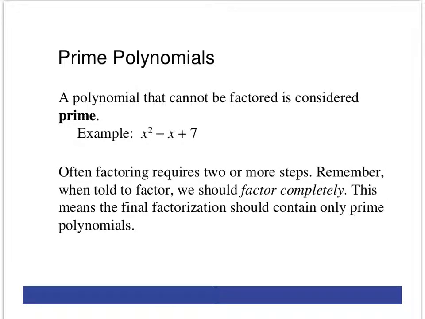Prime polynomials. A polynomial that cannot be factored is considered prime, just like regular numbers that we have, like 2 and 3 and 5. So an example of a prime polynomial is x squared minus x plus 7. Often factoring requires 2 or more steps. Remember, when told to factor, you should factor completely. It's like simplifying fractions. You always take it down as far as you can. This means that the final factorization should contain only prime polynomials.